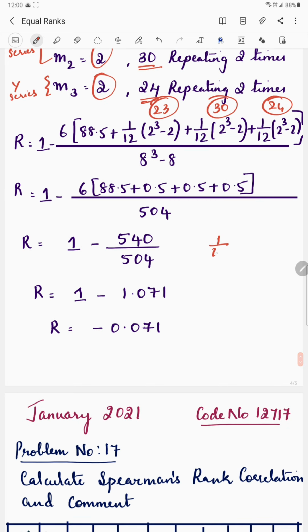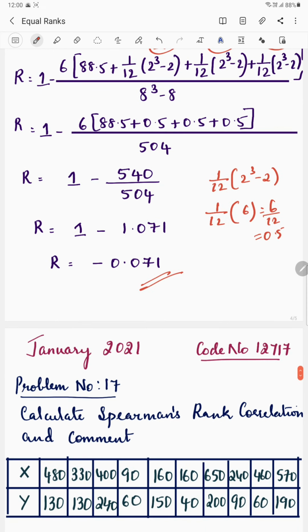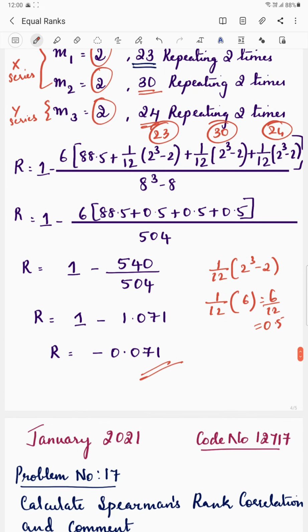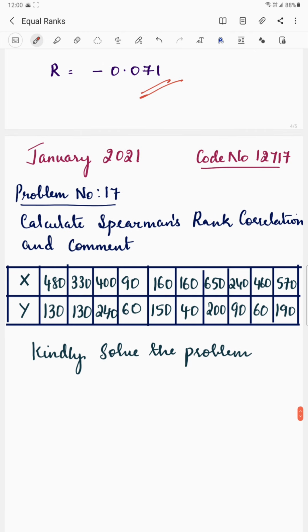We will just solve 1 by 12, 2 cube minus 2. 2 cube means it is 2 into 2 into 2. 2 2s are 4, 4 2s are 8, 8 minus 2, 6. So 6 by 12 you will get 0.5. So that's how we got 0.5 here. So then you get 1 minus 540 divided by 504, 1 minus 1.071. So your final answer of correlation is minus 0.071. Okay, so this is when ranks are equal or tied.